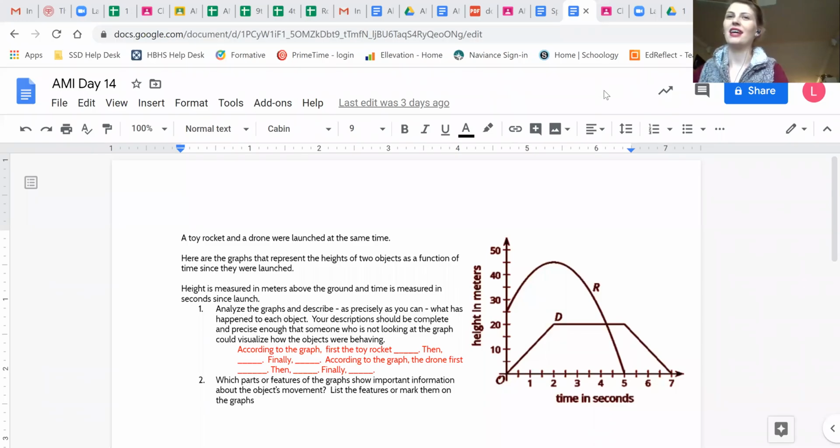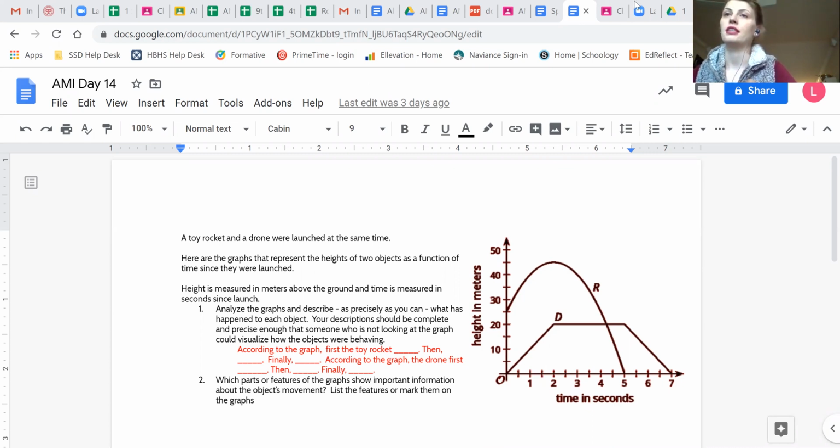Good morning. Today we're going to be looking at AMI Day 14 for the math section. And I just want to start by reading the problem together. It says, a toy rocket and a drone were launched at the same time. Here are the graphs that represent the heights of two objects as a function of time since they were launched.